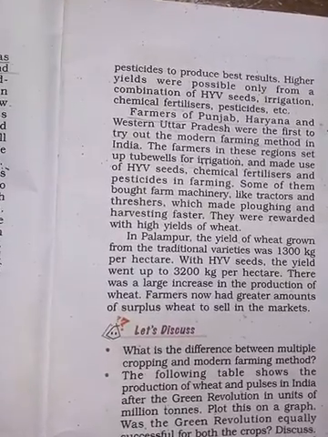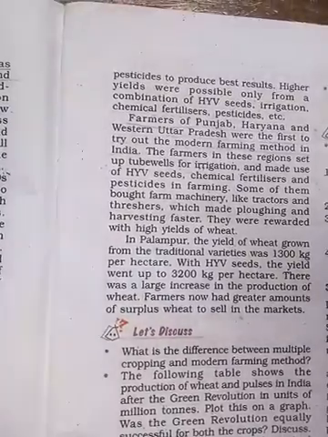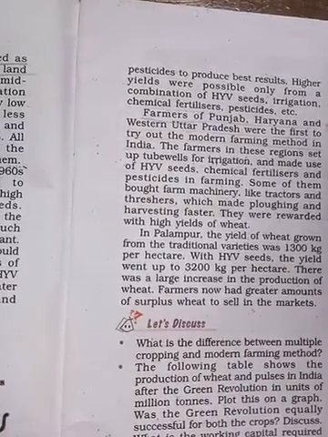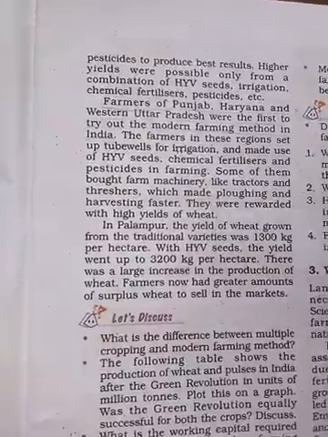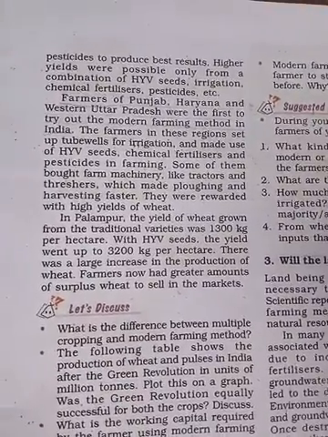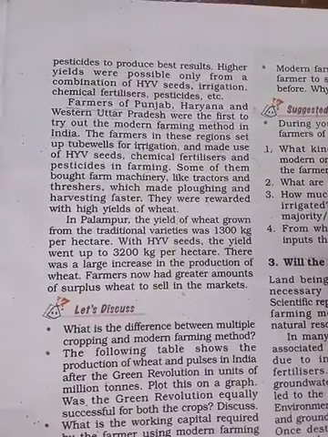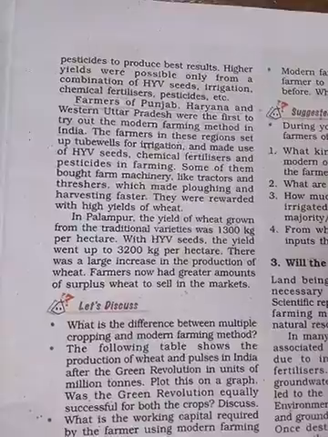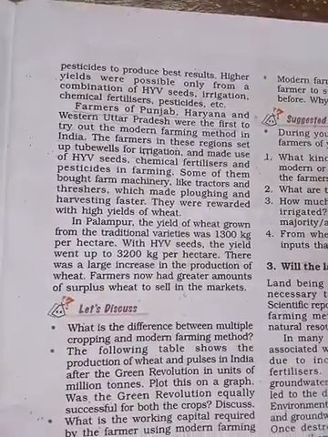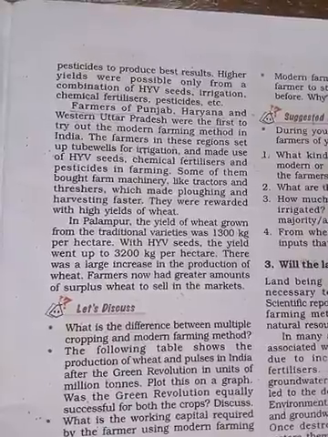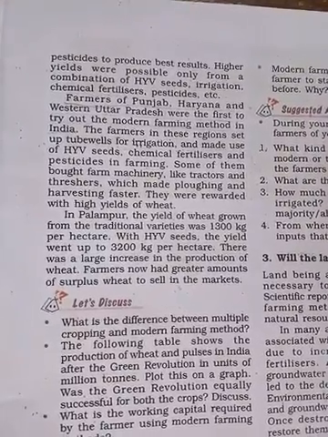After the Green Revolution, they are using high yielding variety seeds and supplying surplus chemicals, pesticides or water, that means to increase their production. Farmers of Punjab, Haryana and Western Uttar Pradesh were the first to try the modern farming method in India. That means these are the places, like Punjab, Haryana and Western UP, where they tried modern farming for the first time.